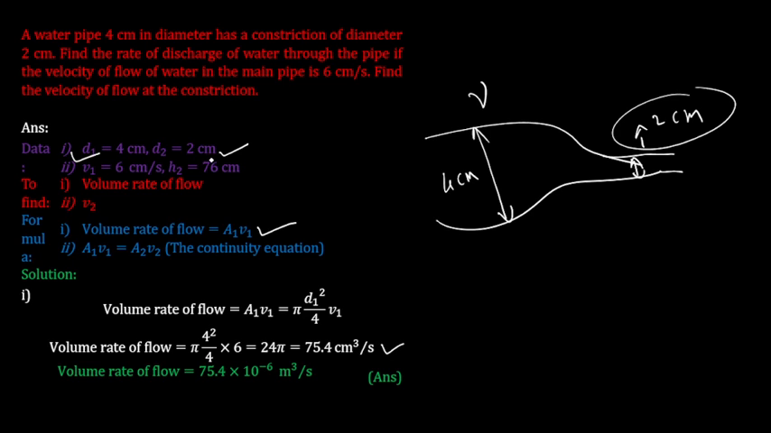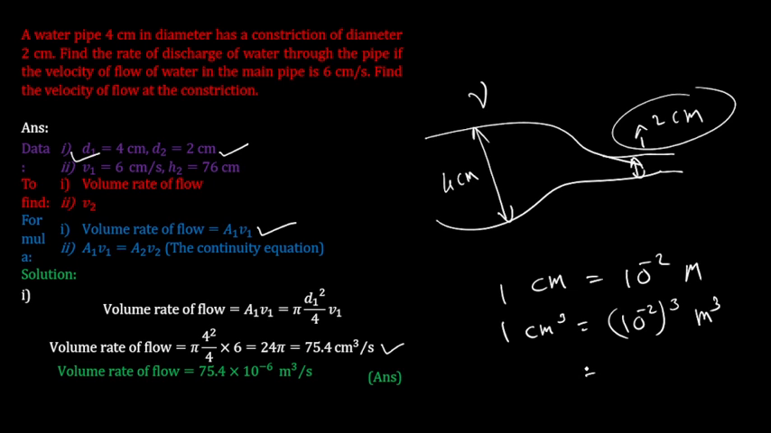All values are taken in CGS units and we get the volume rate of flow to be 75.4 centimeter cube per second. We can express it as meter cube per second. We know that 1 centimeter is 10 raised to minus 2 meter. So 1 centimeter cube is 10 raised to minus 2 cubed meter cube, that is 10 raised to minus 6 meter cube. So in converting from centimeter cube to meter cube, we simply multiply by the factor of 10 raised to minus 6 and we get it in meter cube per second.